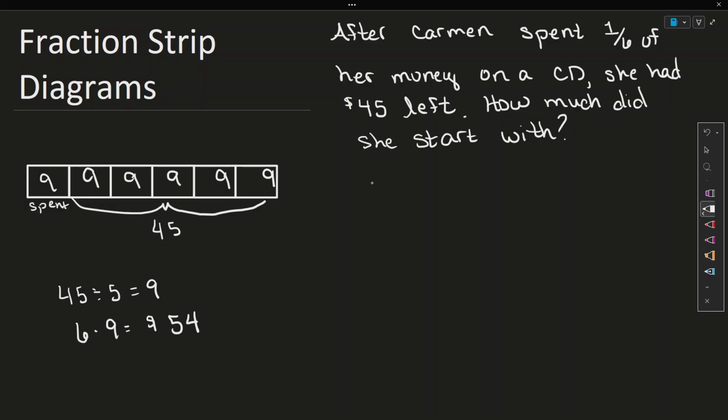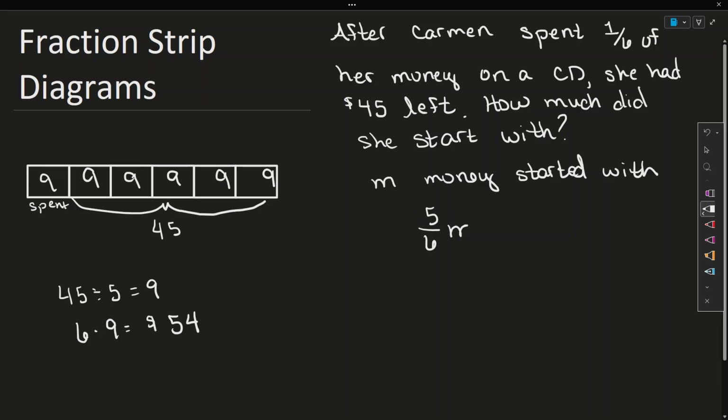Using algebra, we'll let M be the amount of money she started with. That's what we are trying to find here. She spent 1/6, so she had 5/6 left. So 5/6 of the amount that she started with will be equal to 45.